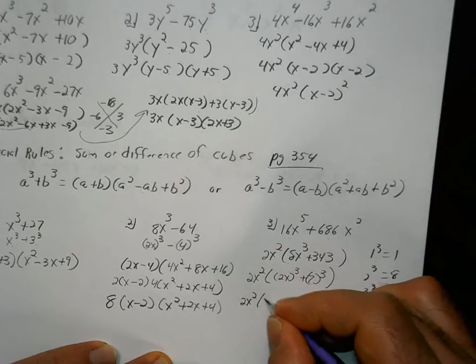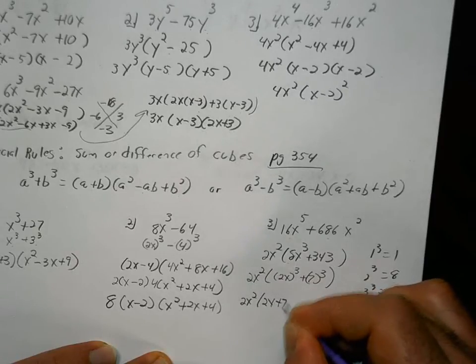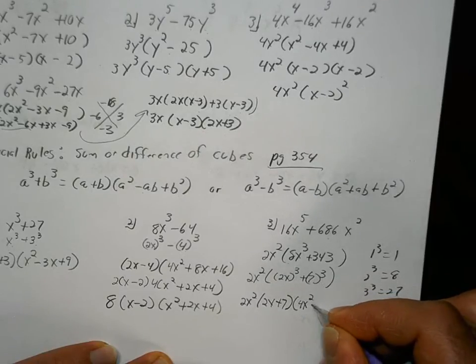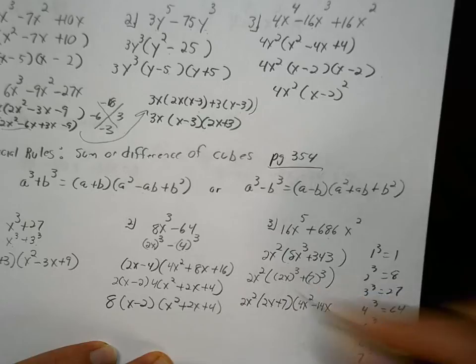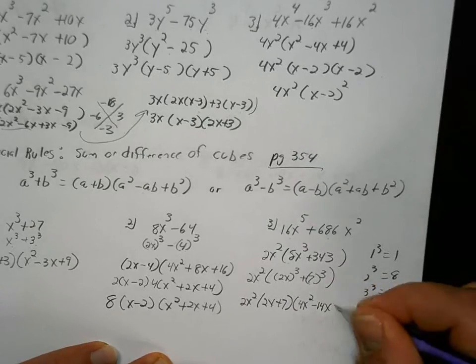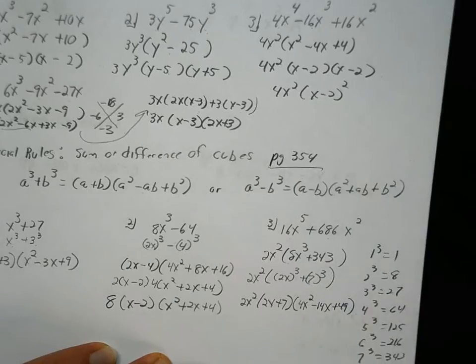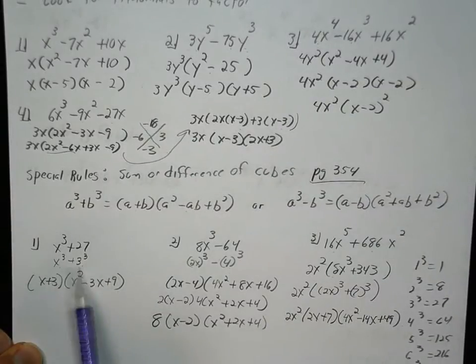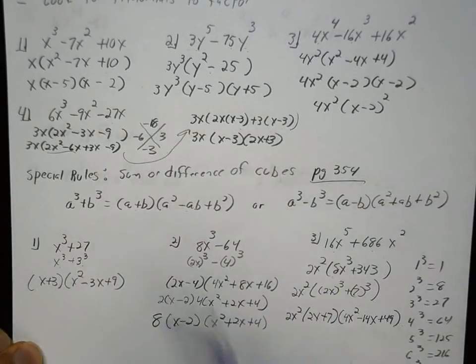So I get 2x plus 7, and then 2 squared is 4, so 4x squared minus 14x, 7 times 2, and then 7 squared is 49, plus 49. So that's what I get on that one. So that's sum or difference of cubes. Basically, we have to recognize it, know what we're cubing, and then just substitute it into the proper formula there.